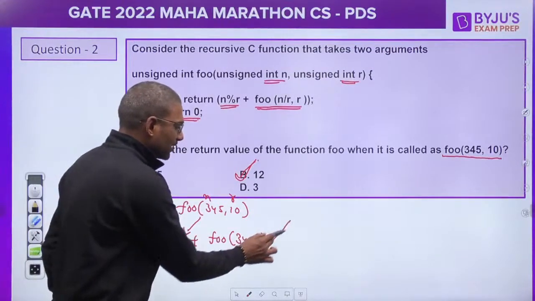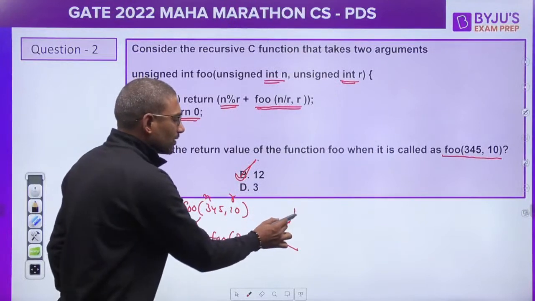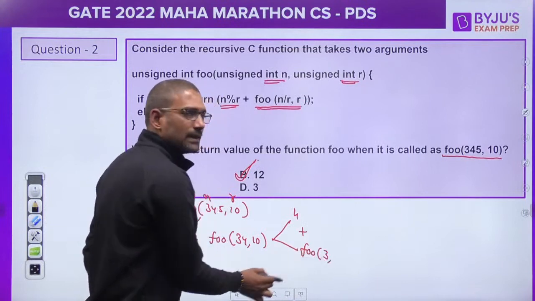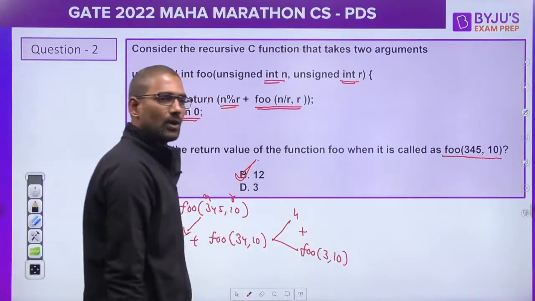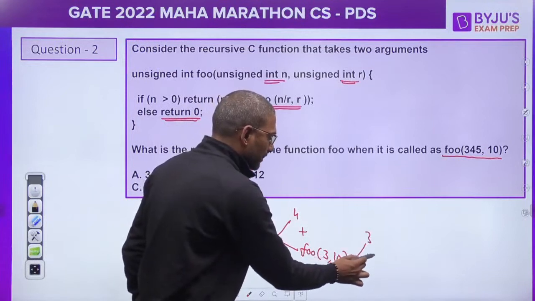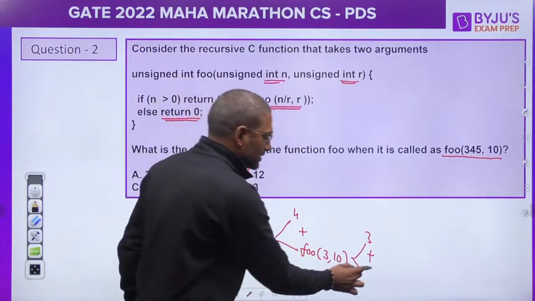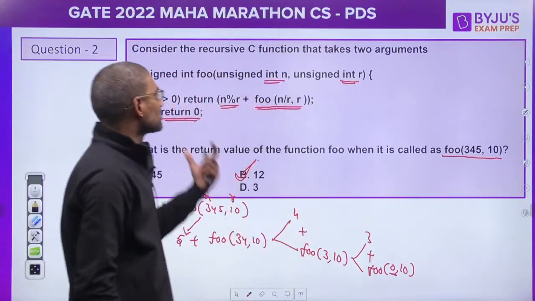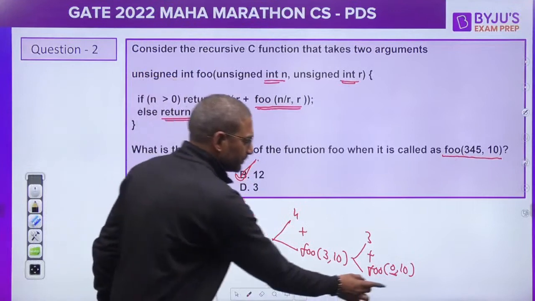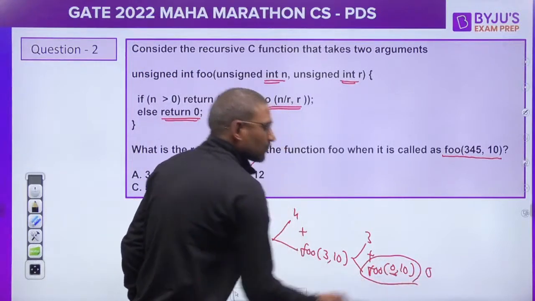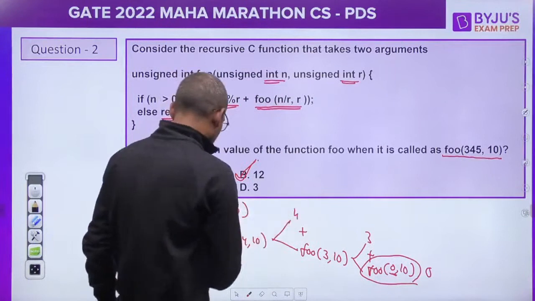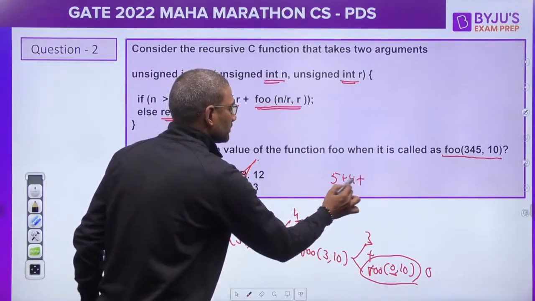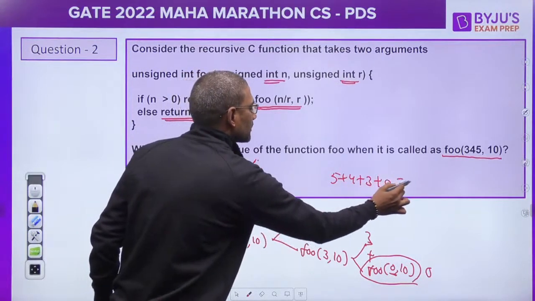What does this foo of 34, 10 return? N mod r, 4, plus foo of n by 10, that is 3, 10. What does it return? 3 mod 10 is 3, plus foo of 0, 10. Here n value is 0, so here it ends. It returns 0. So this is nothing but 5 plus 4 plus 3 plus 0, which is 12.